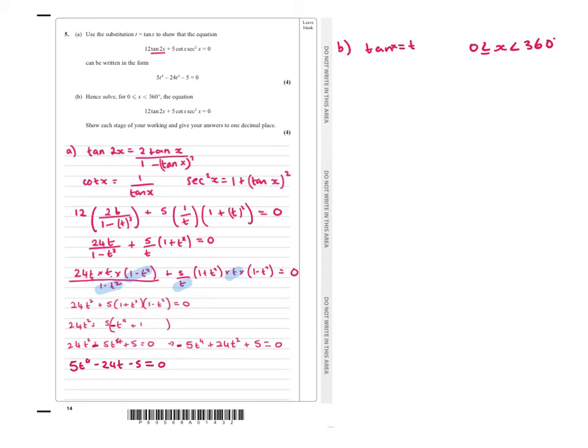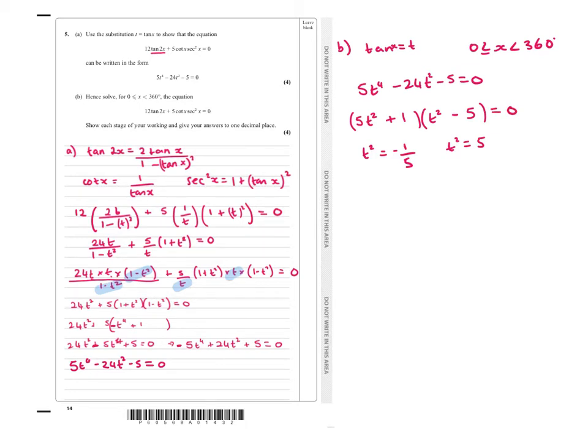And then now, I've got 5t to the power of 4 minus 24t squared minus 5 equals 0. Oh, don't forget that t squared down here. Now I'm going to factorise this. We're going to have 5t squared and t squared. Two numbers that multiply to give me 5, but they're going to add to give me minus 24. So that's going to have to be a minus 5 and a plus 1. So I'm going to get t squared equals negative 1 over 5. I'm going to get t squared equals 5, okay?